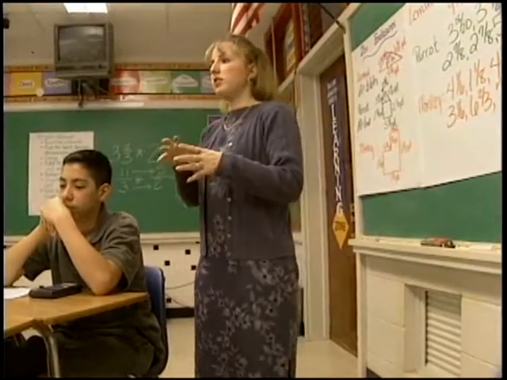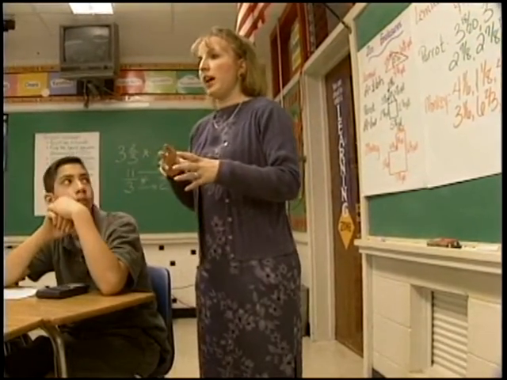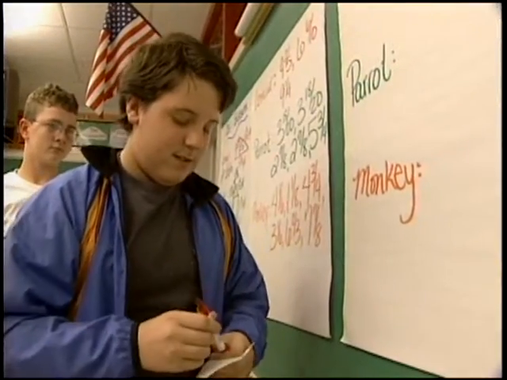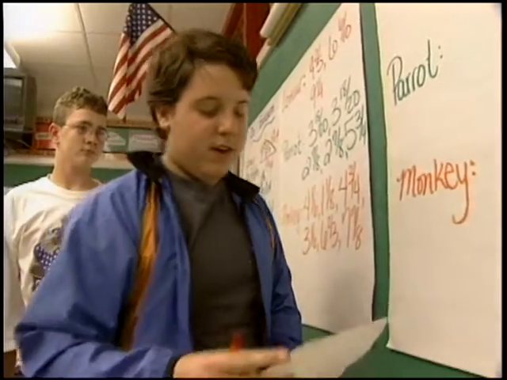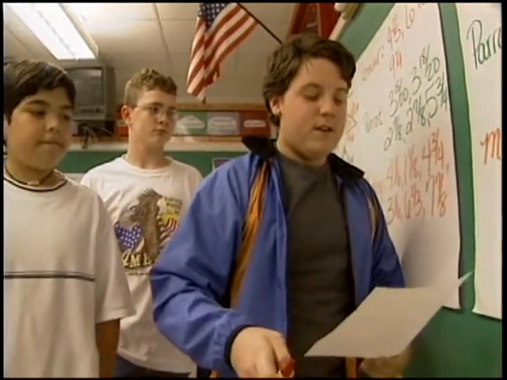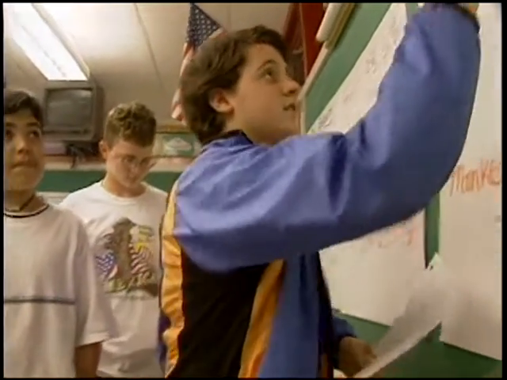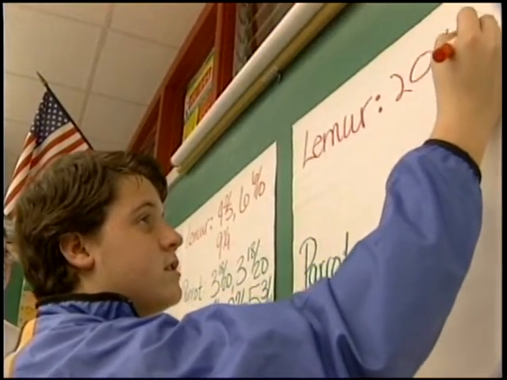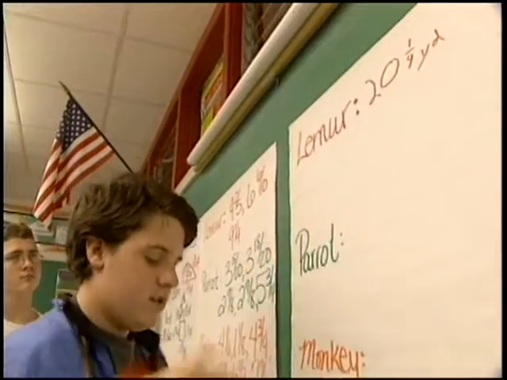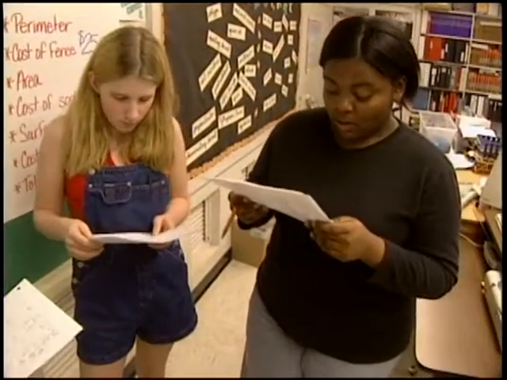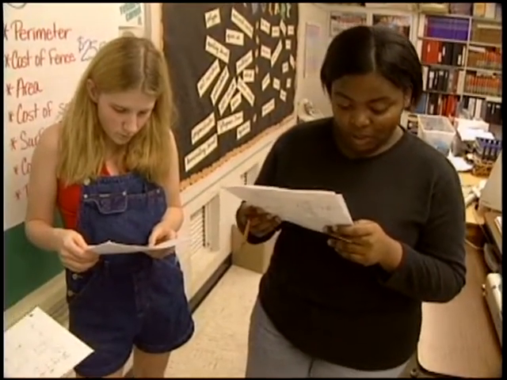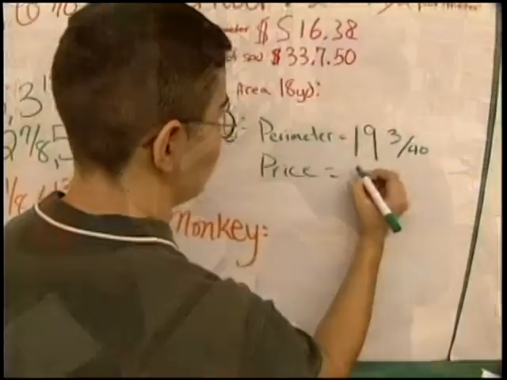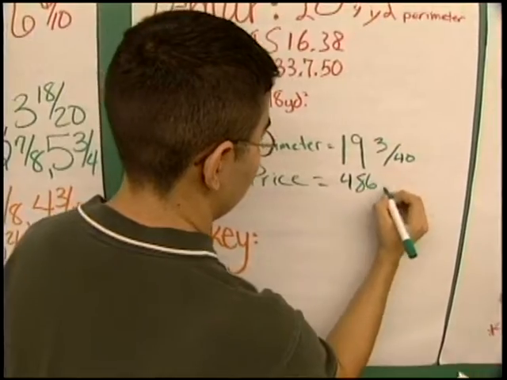Okay, what I would like for us to do now is to come back as a class. I'm going to have some volunteers come up and give us the information we have so far. We figured out the perimeter of the lemur cage, and it's 20 1/4 yards. Make sure that what we've done so far is starting to make sense. What we have to do, we have to change those numbers into improper fractions. So it's a bit of a long process.